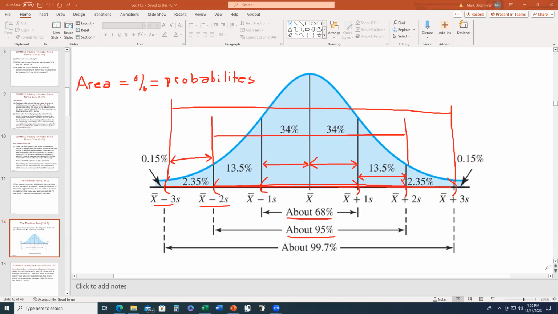2.35%. Yep, that's it. Only about 2.5% of your data will lie between 3 standard deviations below your mean to 2 standard deviations below your mean, in that little small interval there. This area constitutes only about 2.5% of the entire area of this normal distribution curve. That's it. So are we understanding what this empirical rule is telling us, ladies and gentlemen?